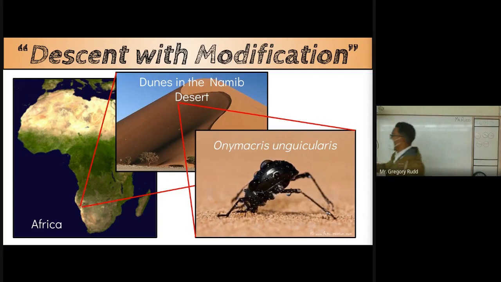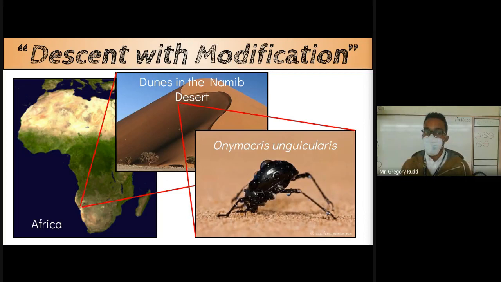What would this word be? No, not the domain. You're close, you're much closer. This is the species. This is the genus, good. So that word, let's call it Onymacris. That's the genus of this species. And then unguicularis, we'll say unguicularis. That is the actual species name. Notice how it's written as well. It's italicized. The genus is capitalized and the species is lowercase. So you're going to see a lot of that in today's lesson.